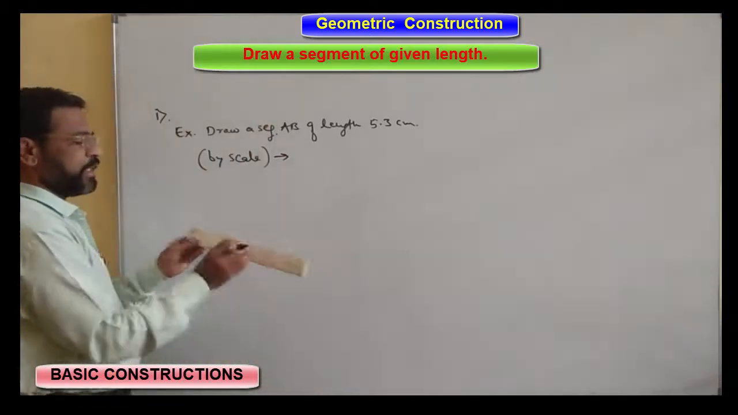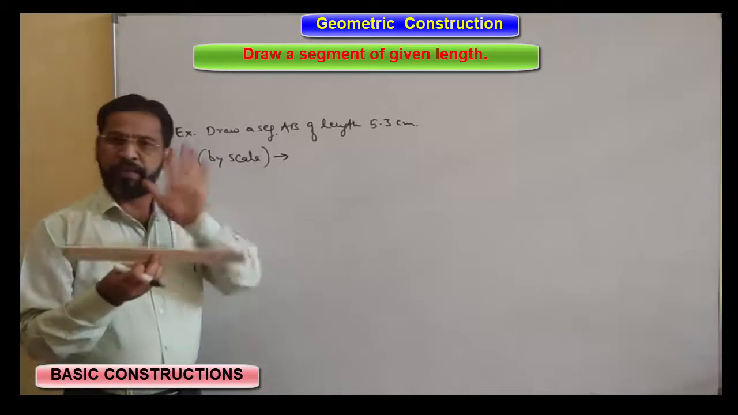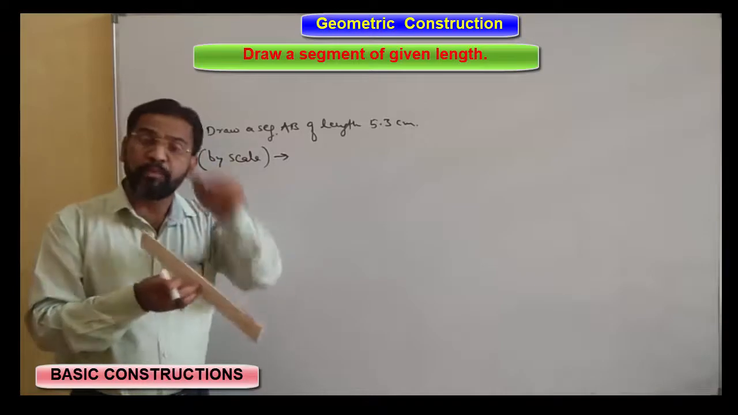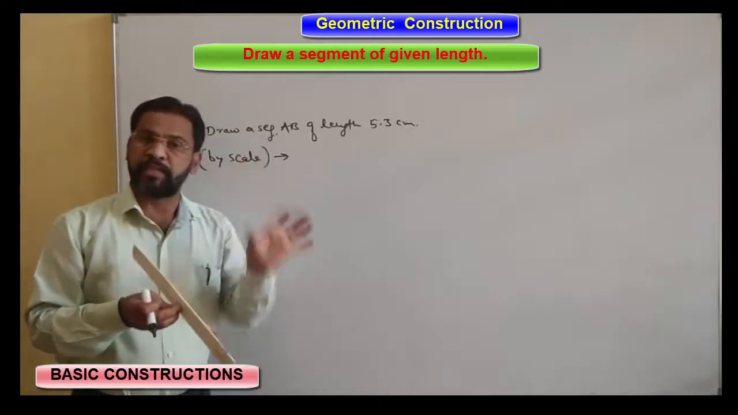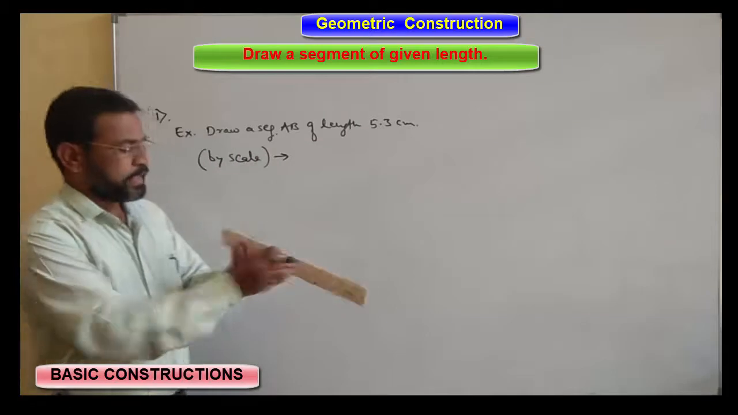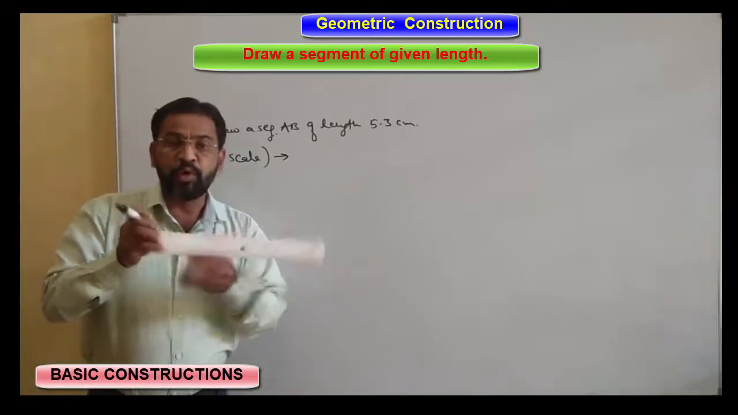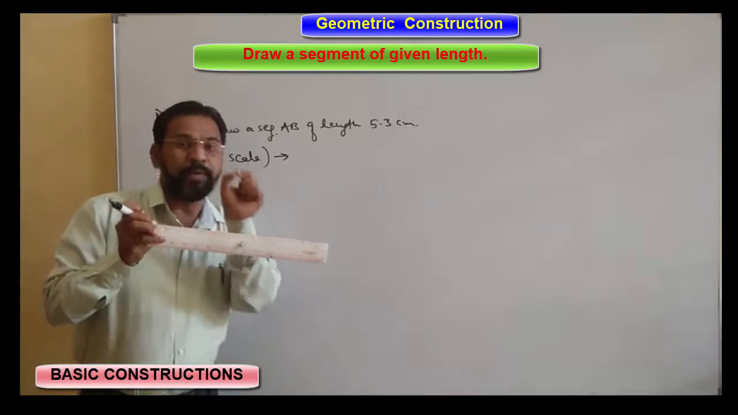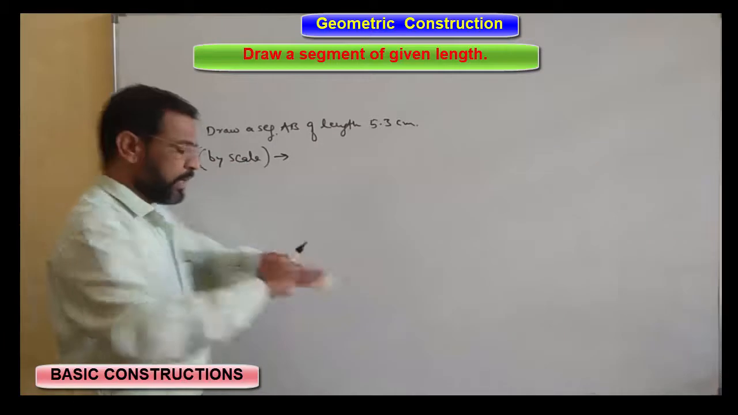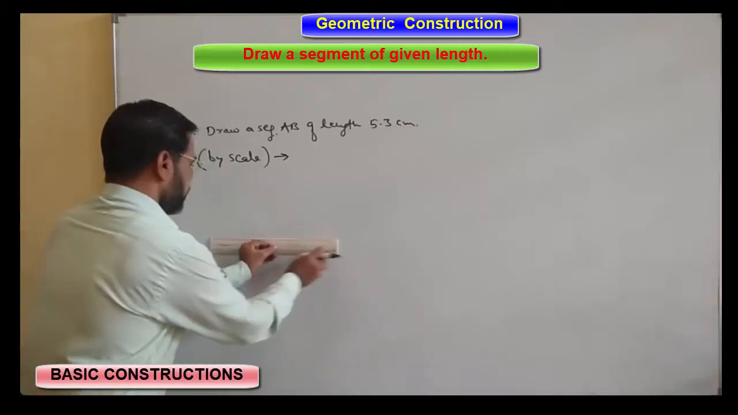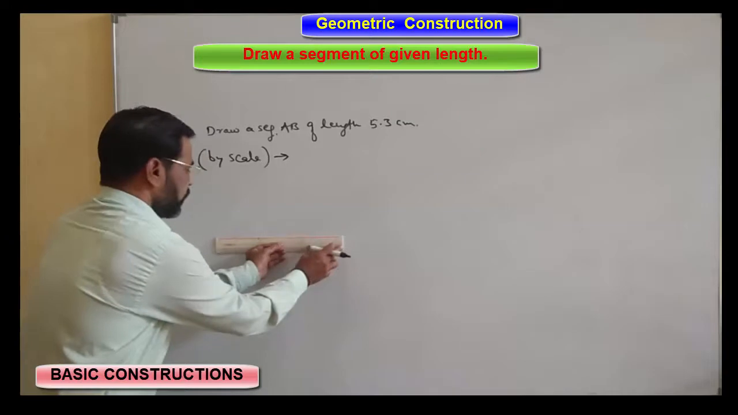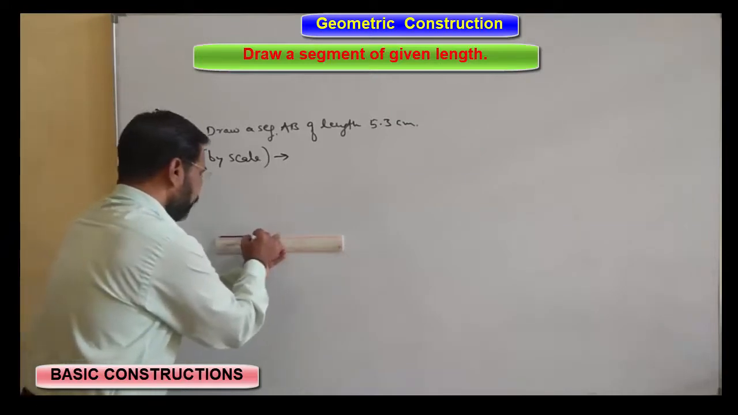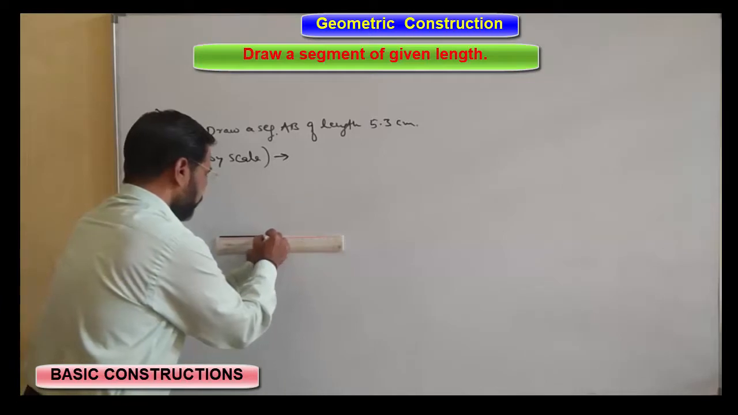Just 5.3 here. Take this scale. Friends, I am going to take this big scale. In your compass box there is one perfect scale. In that one, from the beginning, that is from 0 to 5.3. After 5 centimeter, take 3 millimeters like that. So here I'll just take it. See friends, it is very important. From the 0 point, I'll take here. This is 5.3 here. Okay, like this.